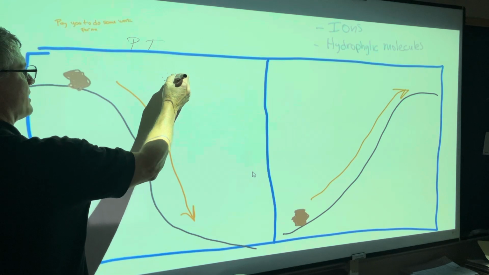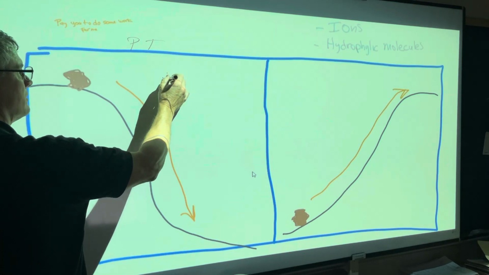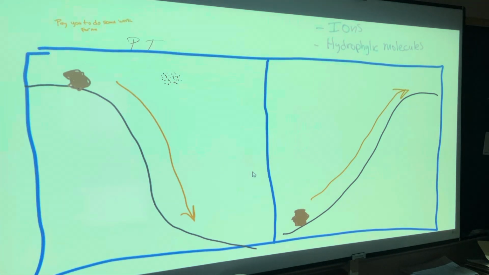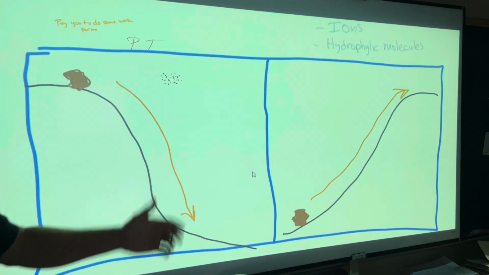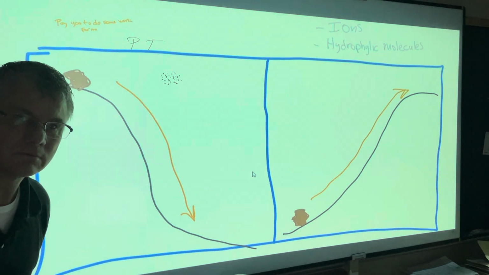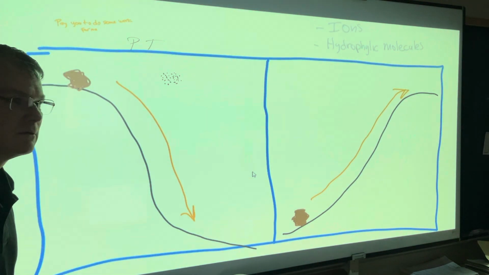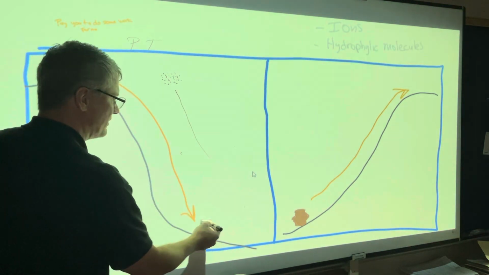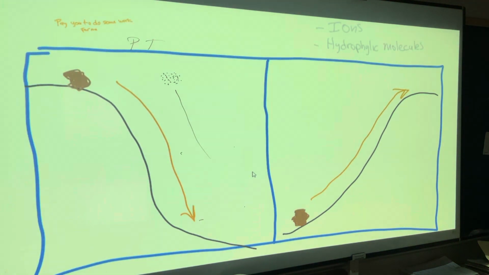So if there's a lot of particles here, they're really highly concentrated. Where are they going to go? By nature, doesn't even have to think about it. Where are they going to go? They're going to go down. And then what's going to happen is they're going to even out, right?